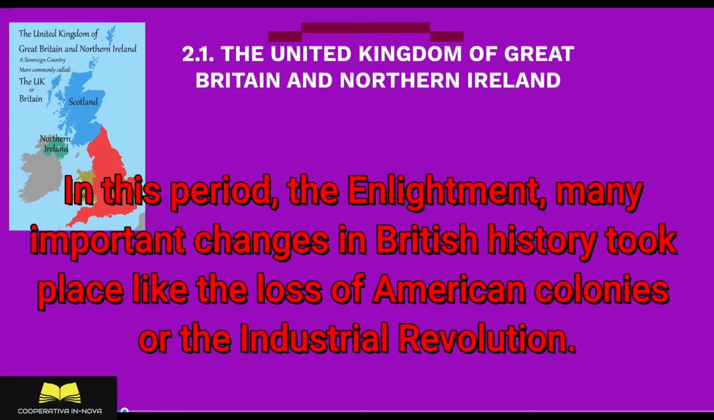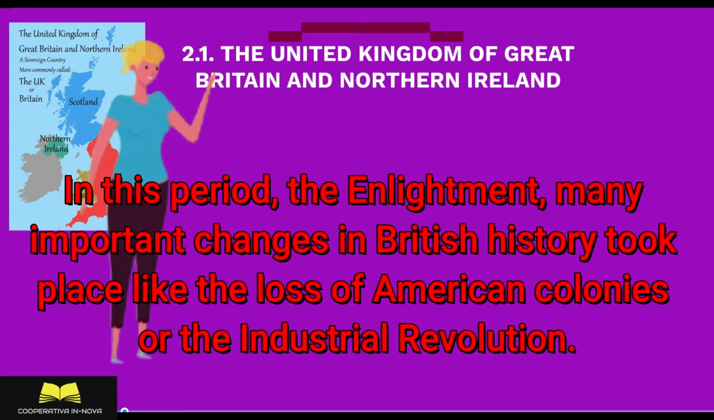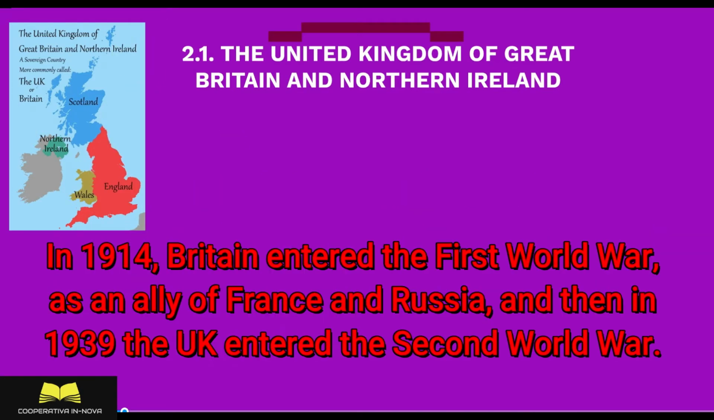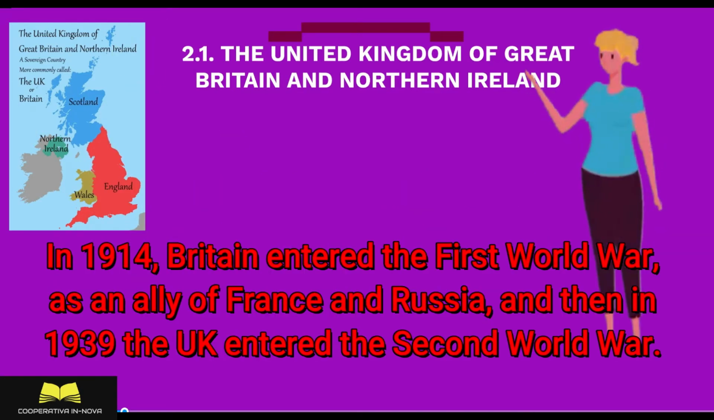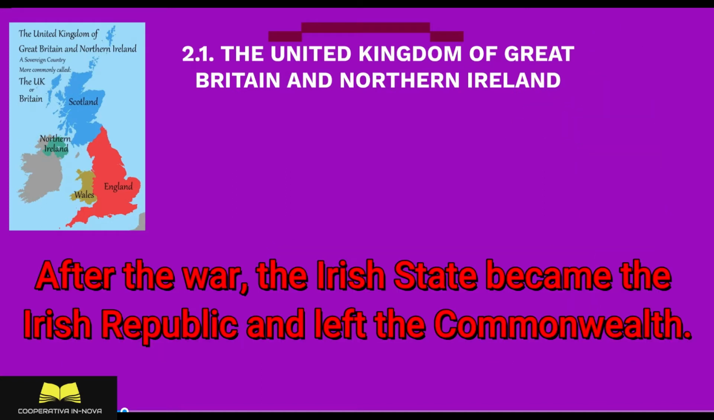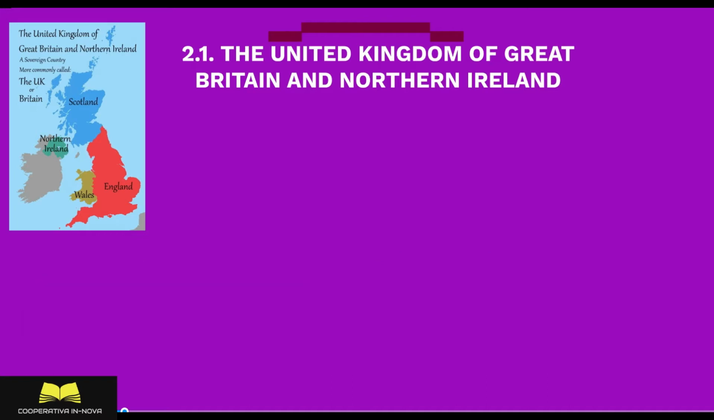In this period, the Enlightenment, many important changes in British history took place, like the loss of American colonies or the Industrial Revolution. In 1914, Britain entered the First World War as an ally of France and Russia, and then in 1939 the UK entered the Second World War. After the war, the Irish state became the Irish Republic and left the Commonwealth.